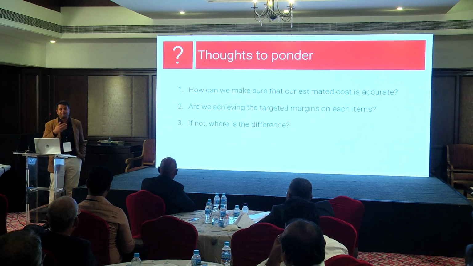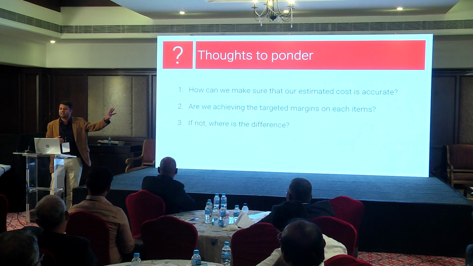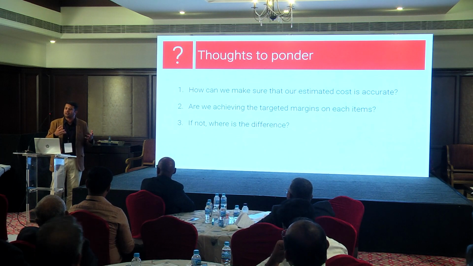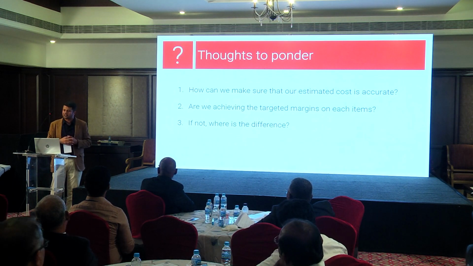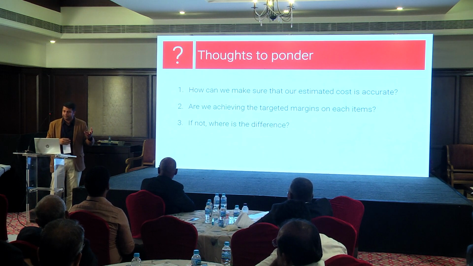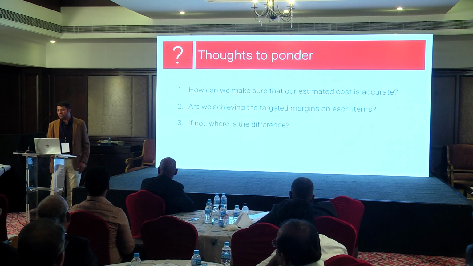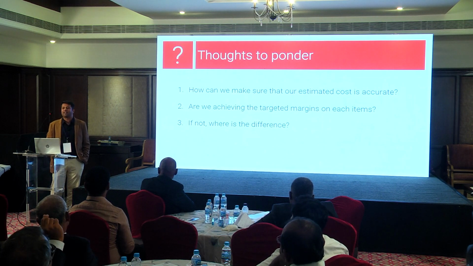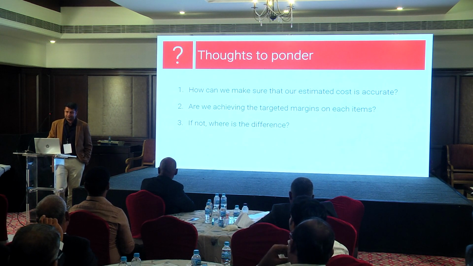Let's say we have estimated that this component's cost would be 1600 rupees per piece, and if it comes down to 1500 rupees or 1700 rupees, where is the difference? Where are we making money or losing money? So how many of you do this kind of analysis at item level? If you do, please share your thoughts on how to do it.